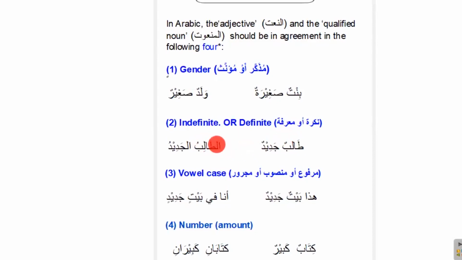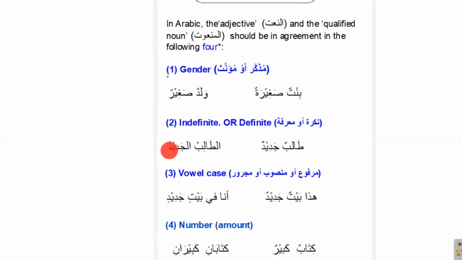Okay, and then here too you can see at-talibu, the student. So consider here talibun, a student, and I will have at-talibun, the student. Now you want to say jadidun means new. You want to say a new student, but here you want to say the new student. A new student, the new student.